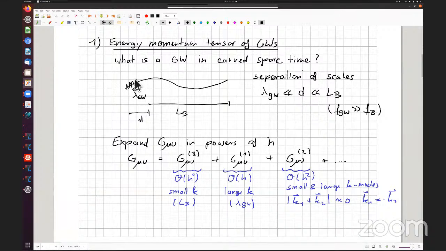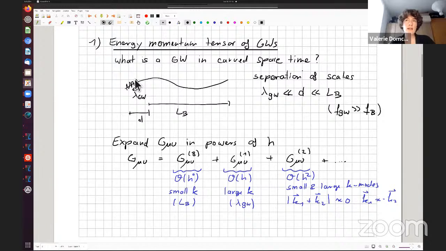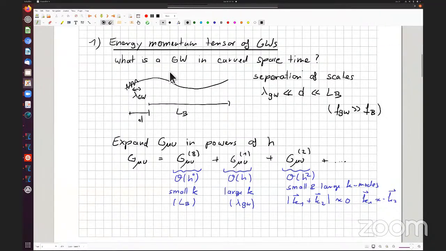Right. So maybe I want to ask, what happens to the k modes which have wavelength of order D? Because they are neither too small nor too big? Yeah, no. Then you can't do this procedure. You can really only do this procedure if your full metric has things which vary very slowly and things which vary very fast, and nothing in between. Otherwise you really cannot do this procedure.